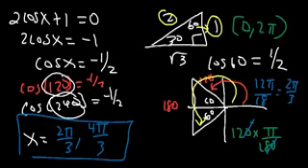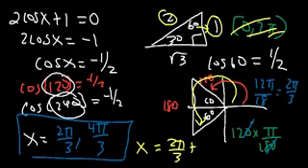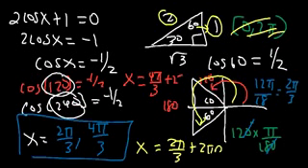Now sometimes you may get the exact same question and they may want you to find all solutions. Let's say if this restriction wasn't given to you. Your answer would therefore be like 2 pi over 3 plus 2 pi n, where n is 0 plus or minus 1 plus or minus 2. And your other answer is 4 pi over 3. Let me fix that. The other answer is 4 pi over 3 plus 2 pi n, if you want to write a general equation.